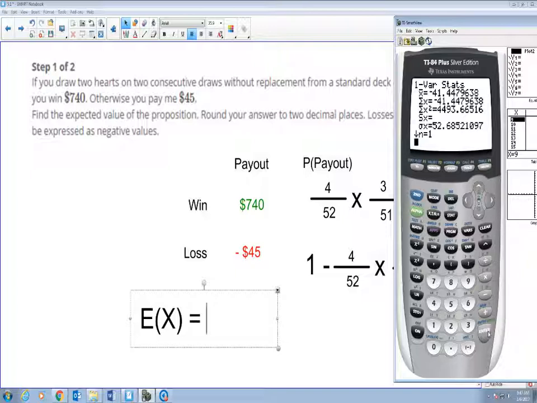Simple without replacement. Did I put it on right? If I draw 2 hearts on 2 consecutive draws without replacement, you win something. Let's find the expected value. I want to make sure I did it right, because sometimes I might type it wrong.